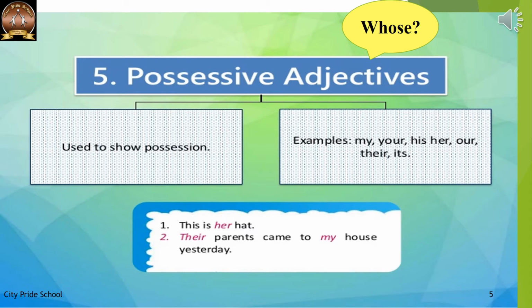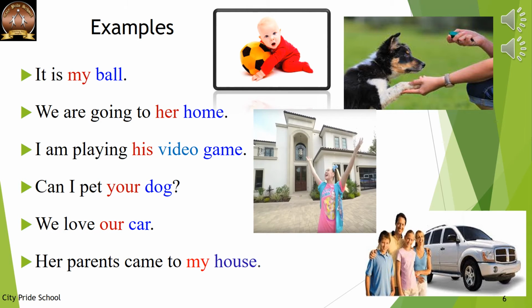This is her hat. Again, when we ask whose hat, her hat. Their parents came to my house yesterday. So we have two nouns. Whose parents? Their parents. Whose house? My house. So here, her, their and my are possessive adjectives. Few more examples of possessive adjectives.